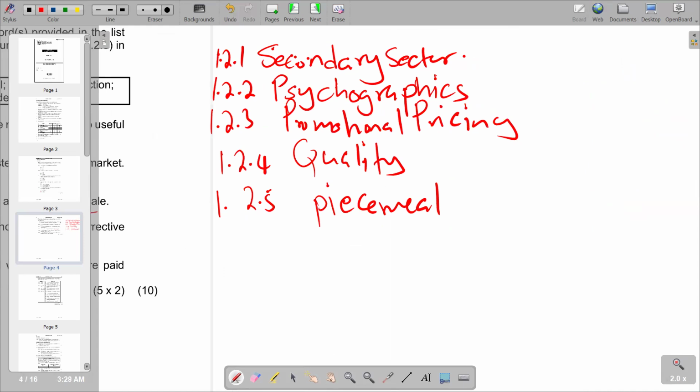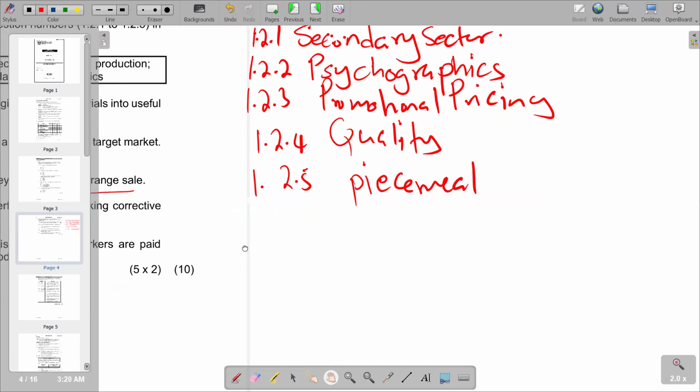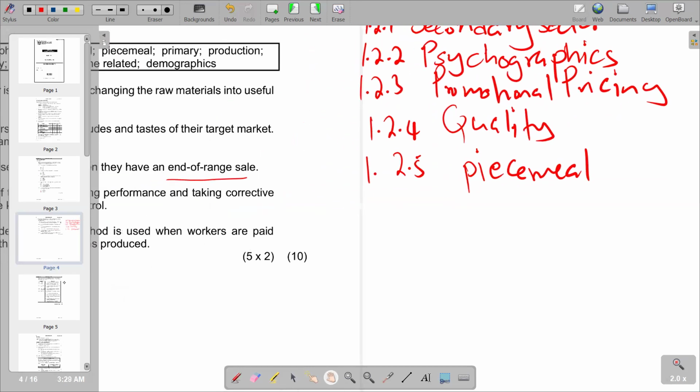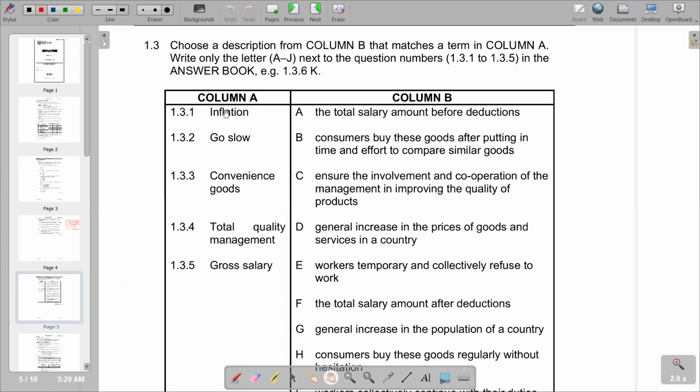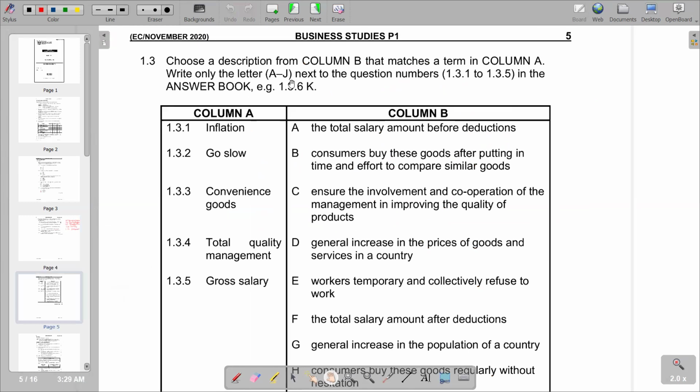Then we can move on to see the other questions that we have in question 1. We also have 1.3, which says choose a description from column B that matches a term in column A. Write only the letter A to J next to the question number, that is 1.3.1 to 1.3.5 in the answer book. I give an example of how to present in the answer book. In column A, we are given the terms, and then we have to match the explanations in column B. So basically, we can start by looking at the first one, which is inflation.